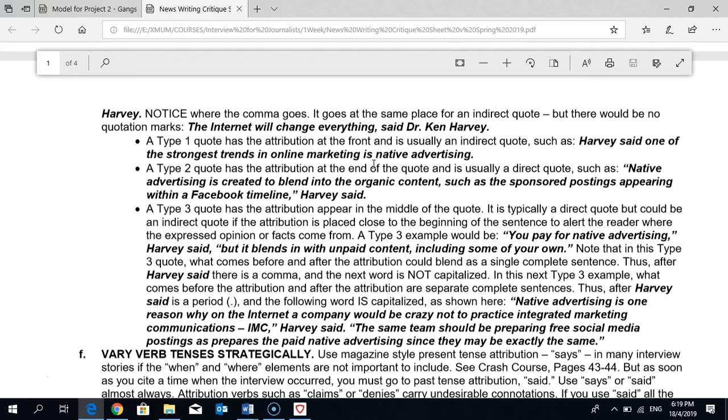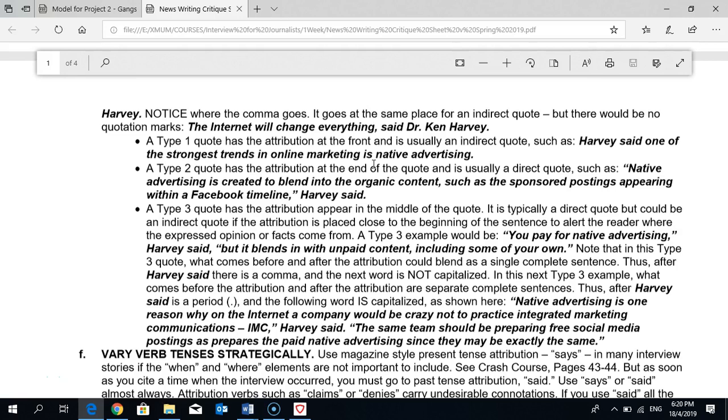Type 2 and 3 are typically direct quotes. Type 2, the attribution is at the end of the quote. The example is: "Native advertising is created to blend in with organic content, such as the sponsored postings appearing within a Facebook timeline," Harvey said. Again, if that were an indirect quote, you'd be confused about who's saying this until it got to the end, but it has quote marks, so your reader understands this is somebody saying this.